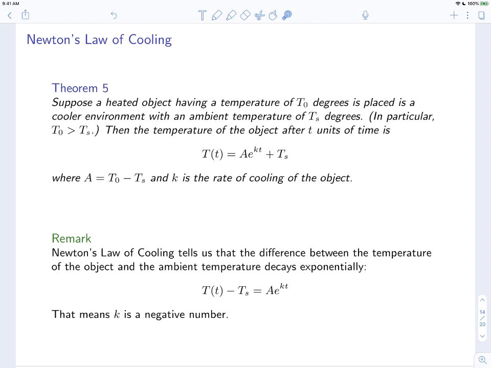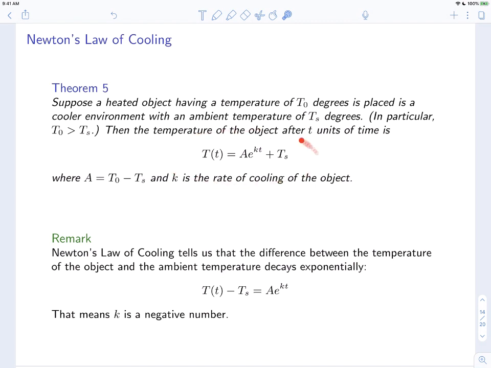Then the temperature of the object will decrease over time, and Newton's law of cooling gives us a formula that says the temperature of the object after t units of time, capital T at t, is equal to A times e to the kt plus T sub s. Here A is T0 minus Ts, the difference between the initial temperature of the object and the surrounding temperature. k is what's called the rate of cooling of the object, and it's a constant. Newton's law of cooling tells us that the difference between the temperature of the object and the ambient temperature decays exponentially.